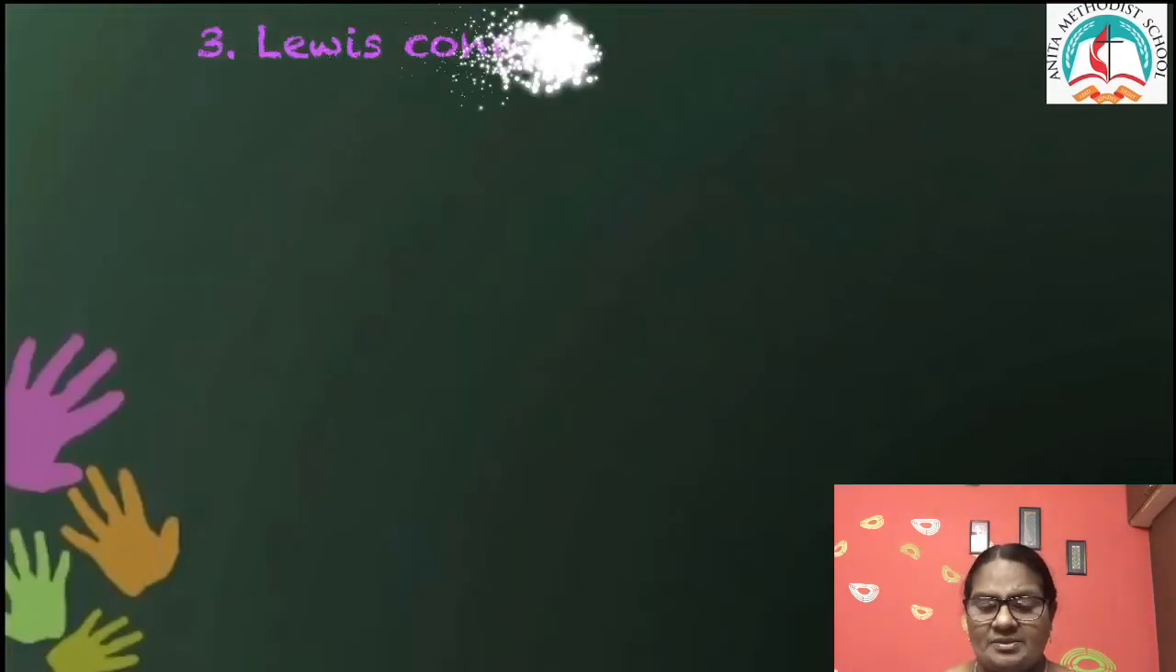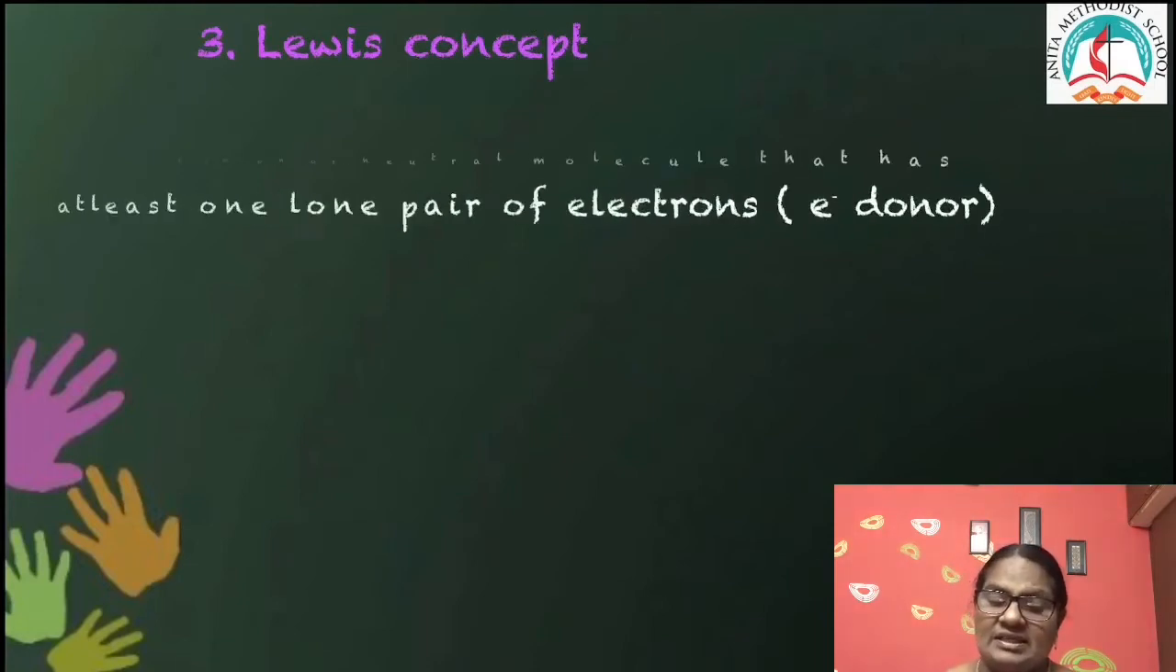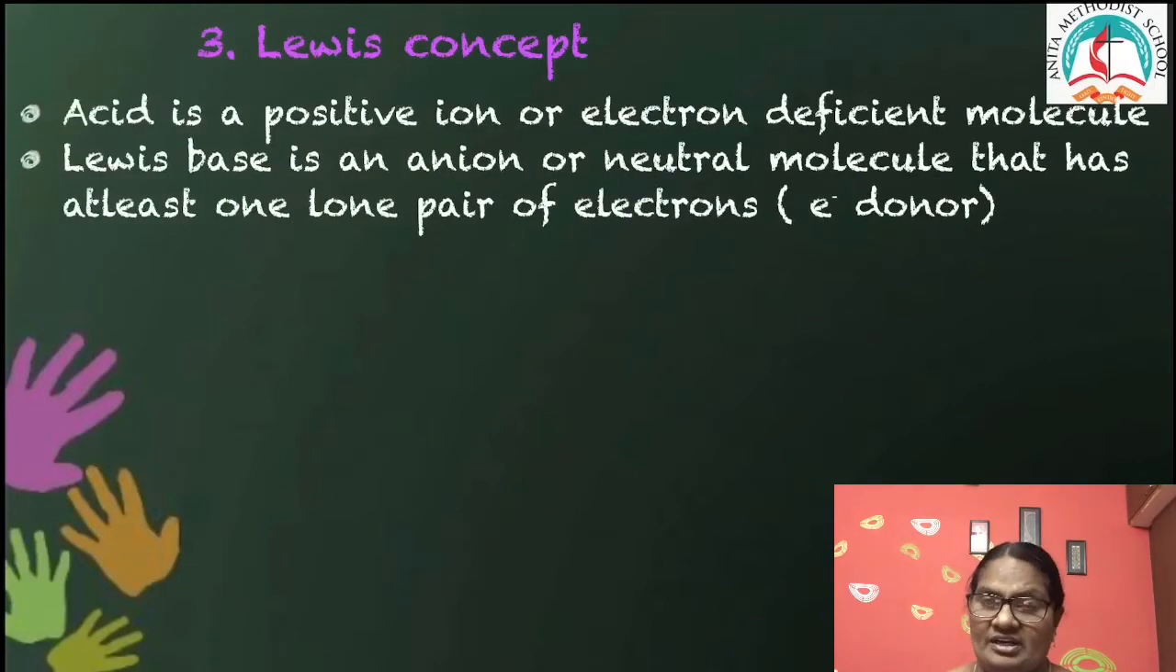Next we are going to see the Lewis concept. It's very simple. Lewis says that an acid is a positive ion or an electron deficient molecule. Therefore, if you give electrons, acids will immediately take the electron pair. A Lewis base is an anion or a neutral molecule. It has at least one lone pair of electrons. That means it can donate electrons. So according to the Lewis concept, simply we can say that a substance which donates an electron pair is a base and a substance that accepts an electron pair is an acid.